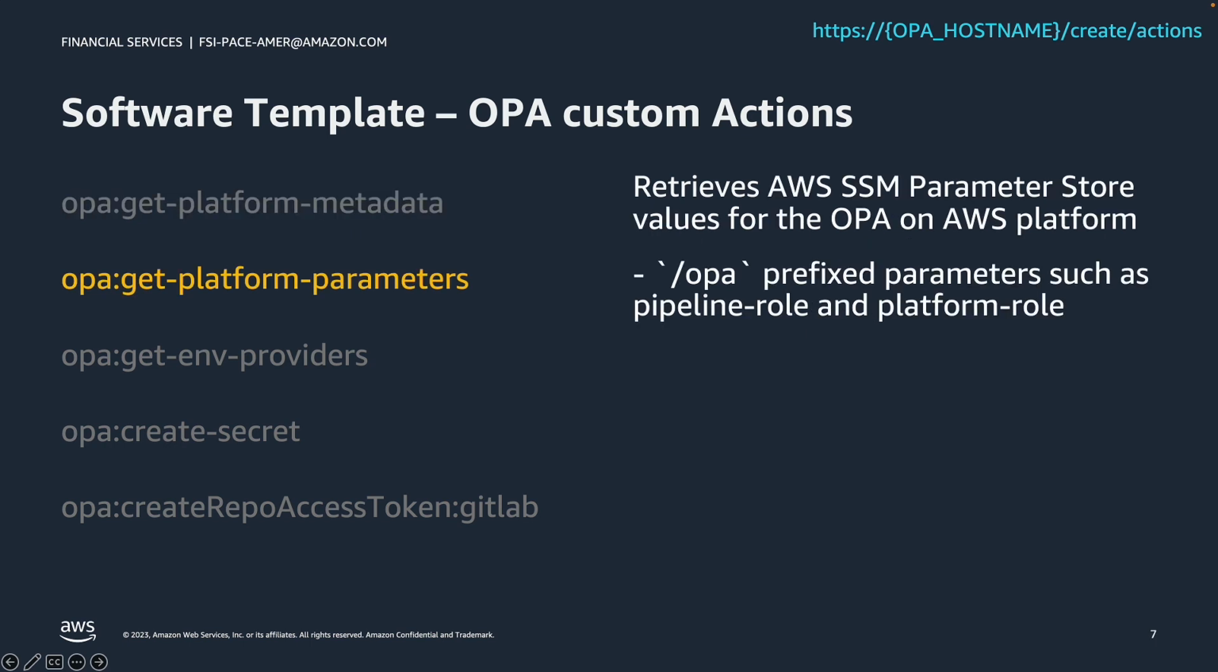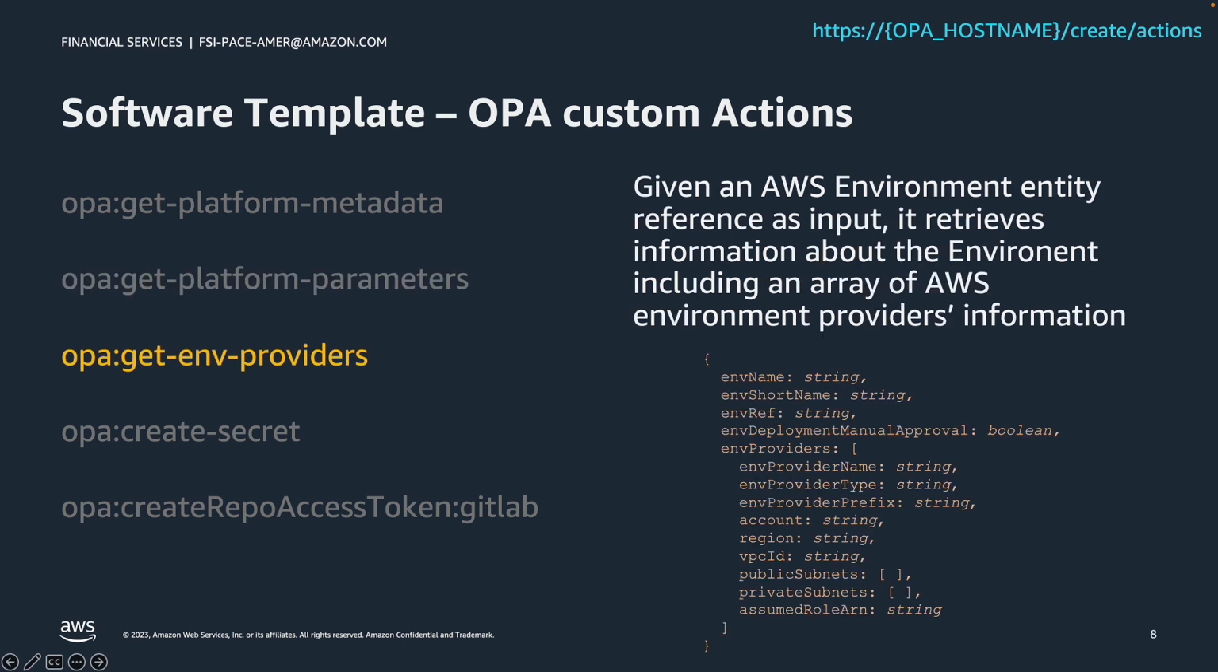The Get Platform Parameters action is designed to retrieve AWS SSM parameter store values from the platform account. The OPA on AWS solution parameters are prefixed with a /OPA path. This action is useful when you need to know about information stored as parameters, such as the pipeline role and the platform role.